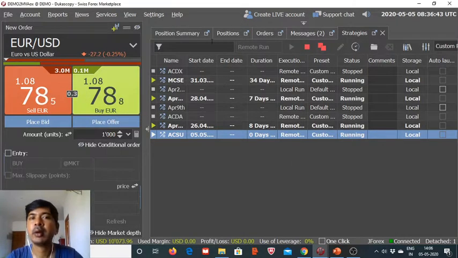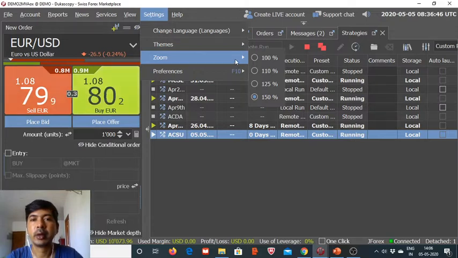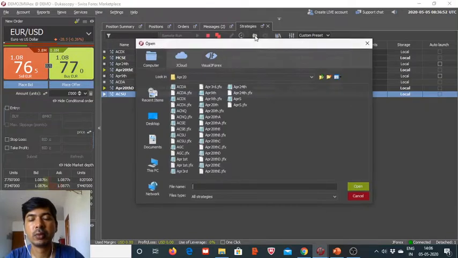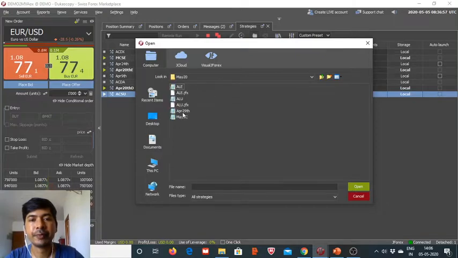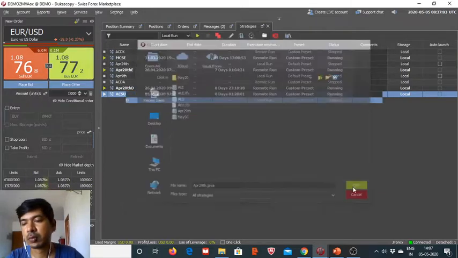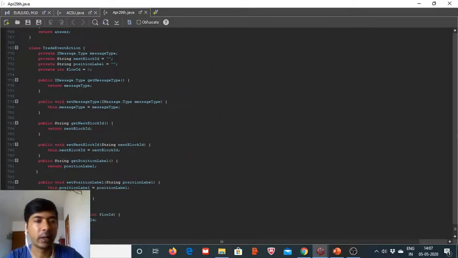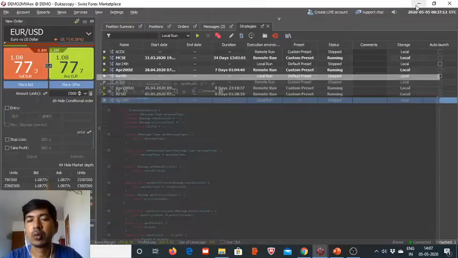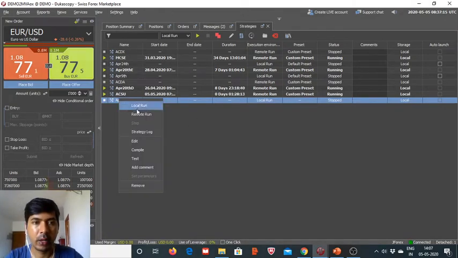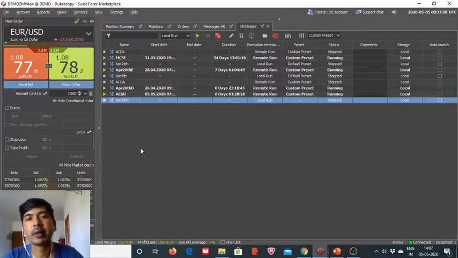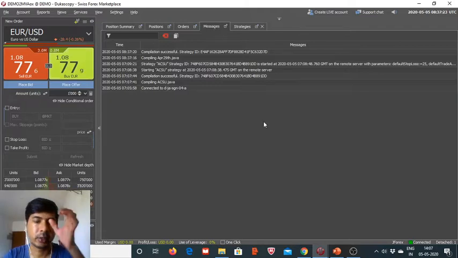Algorithm, we will import it here. Let us reduce the zoom. So this is our algorithm. It is not that long, only 800 lines of Java code. First, we will need to compile it. And the compilation has been successful.